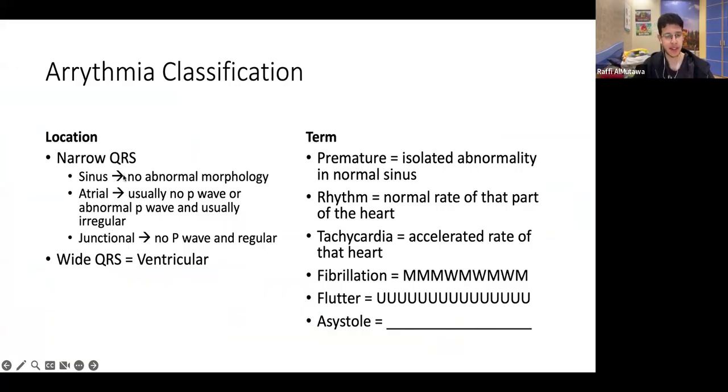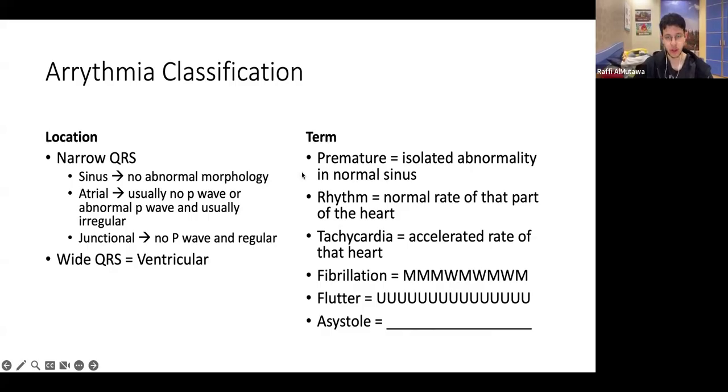Sinus means there is nothing wrong with it morphologically. It's going to look like the normal PQRST. Atrial means there might be a problem with the P wave. And junctional means that there's no P wave, but it's regular. Atrial is usually irregular. Okay, so this is how you understand it with location most of the time.